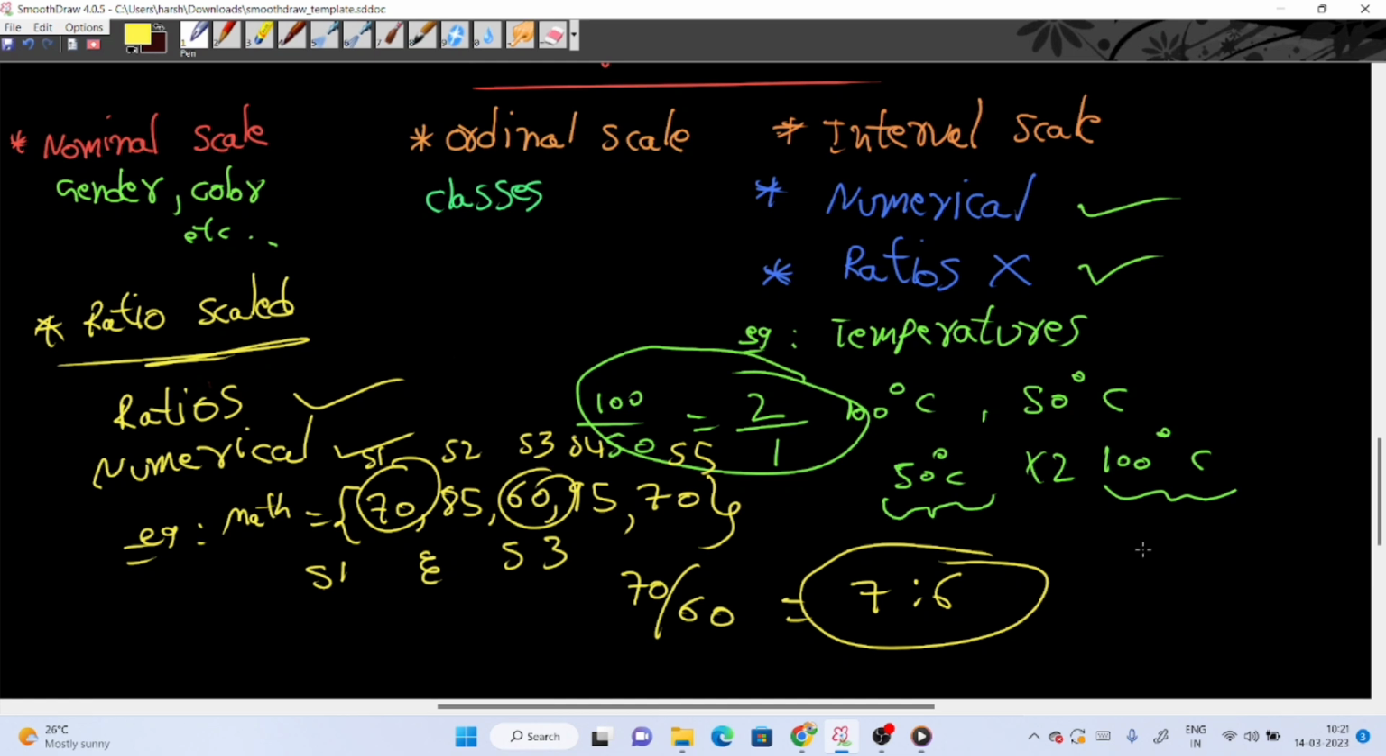So basically in this video, we have learned about what statistics is, types of statistics, types of data, and different levels of measurement of data.